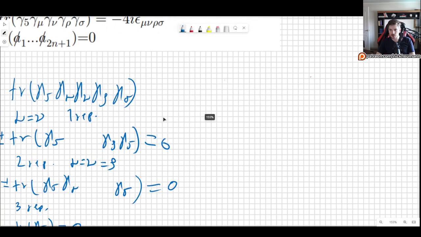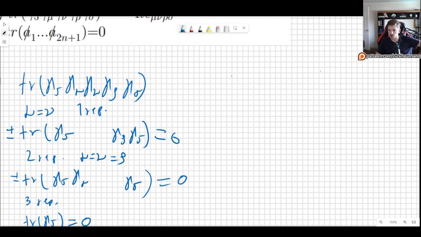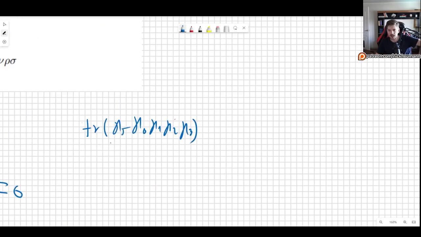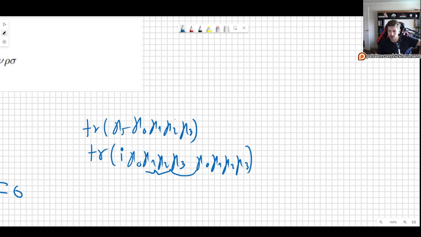So let's just take a little bit of a look at what's going on. So let's say that we have trace of gamma 5 and then gamma 0, gamma 1, gamma 2, gamma 3. So here we can take the gamma 5. There are a few concerns regarding what exact representation you're using. But if you use something like i, gamma 0, gamma 1, gamma 2, gamma 3, then you have times gamma 0, gamma 1, gamma 2, gamma 3. And now we can anti-commute a little bit. So once, twice, three times.